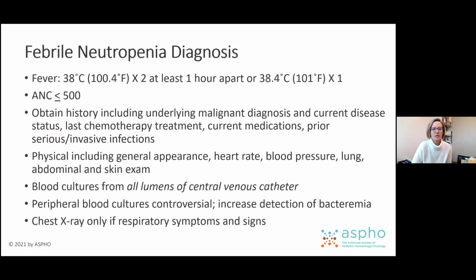And in general, when these patients are being evaluated in the ER or seen in clinic for this diagnosis, it's important to know their underlying malignancy, what their current disease status is, if they're in remission or not, what their last chemotherapy treatment is, so that you know which specific infections they may be at higher risk for, or complications such as mucositis, what their current medications are, and if they have any prior history of serious bloodstream infections or invasive infections.